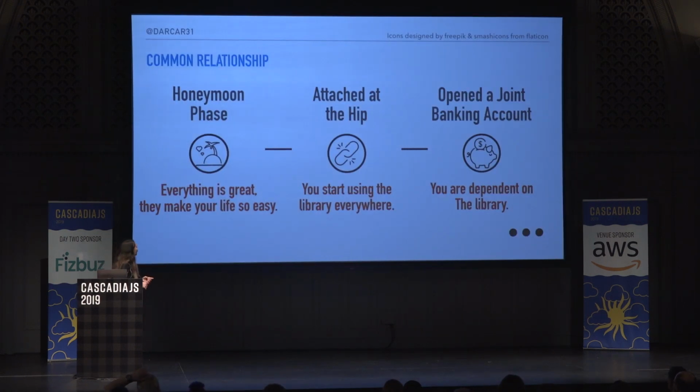In my experience, I've seen a lot of JavaScript relationships that look something like this. You first find that library, you fall in love, and you enter the honeymoon phase. You see all the ways that the library is going to make your code cleaner and faster and stronger, and you begin to use it everywhere. You start to use it so much that you become attached at the hip. Maybe you're importing it in hundreds of files, you're using it for a variety of functionality, and before you know it, you've basically opened up a joint banking account because whether you like it or not, your code is now completely dependent on this library.